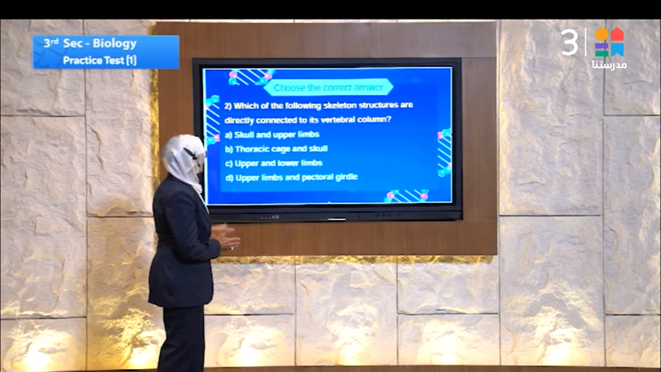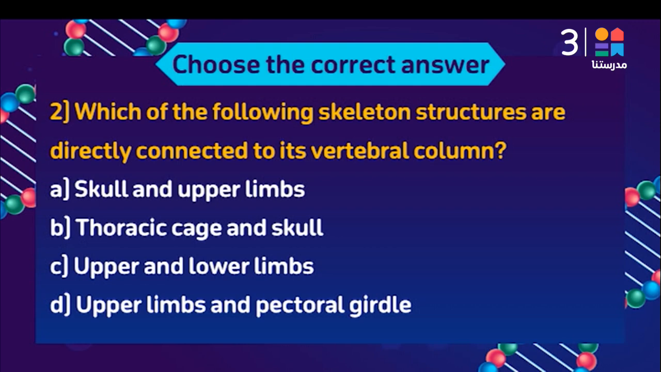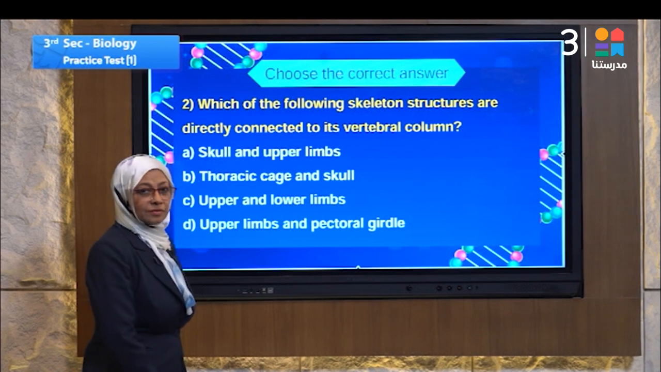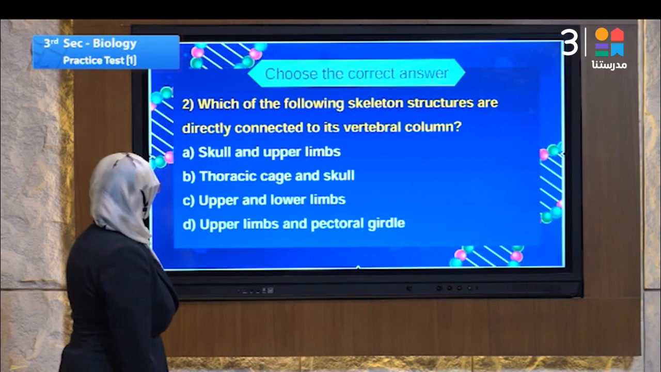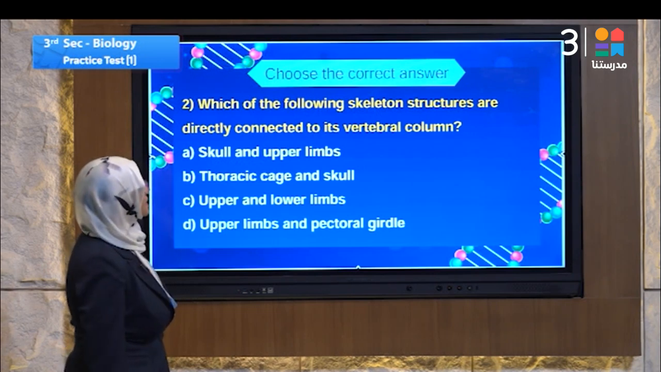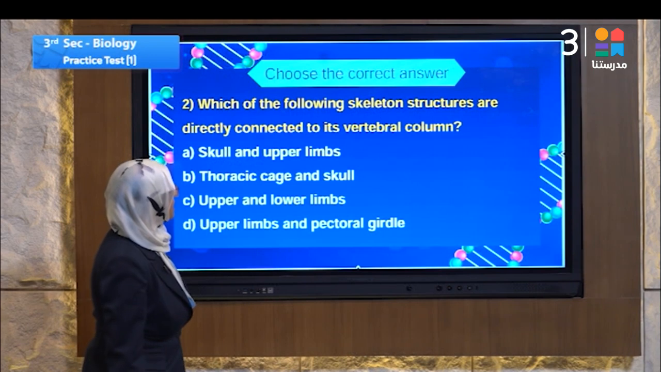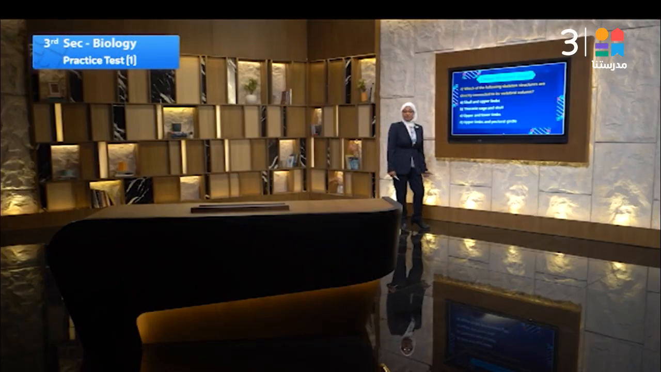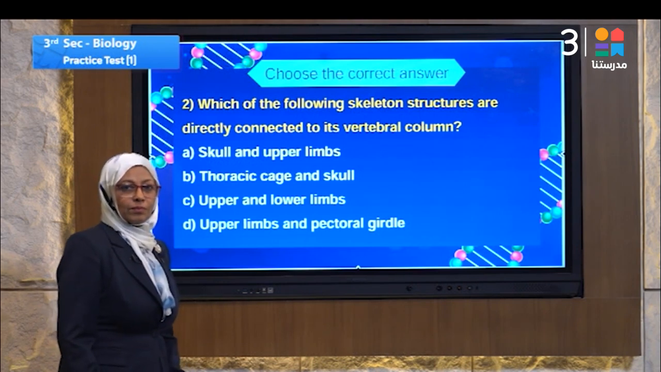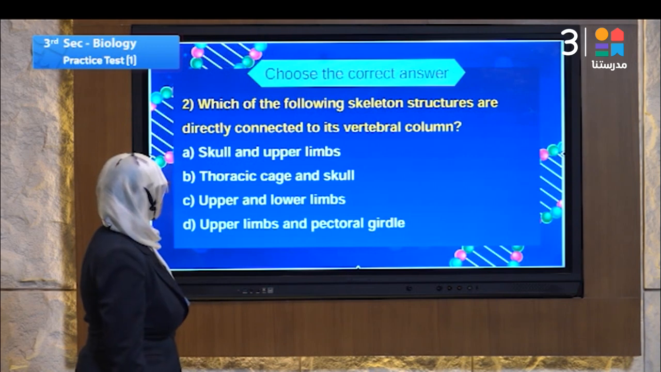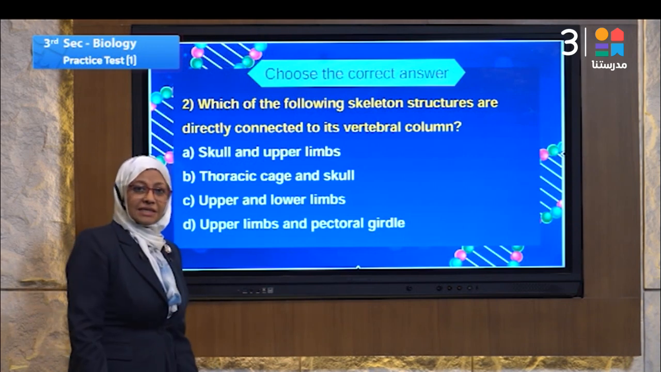Let's go to question number 2. It speaks about the skeleton structure, so we will go to the human being. That's another support. What does the question speak about? Which of the following skeleton structures are directly connected to the vertebral column? The vertebral column is the backbone of the human being and other living organisms. Which parts are directly connected with the skeleton?